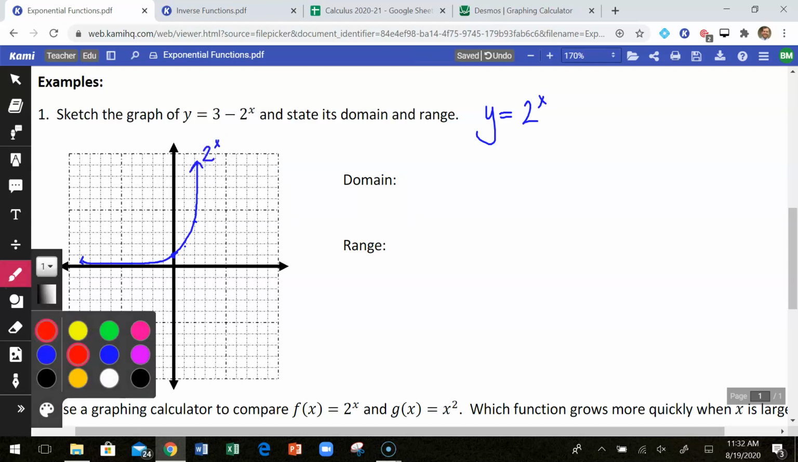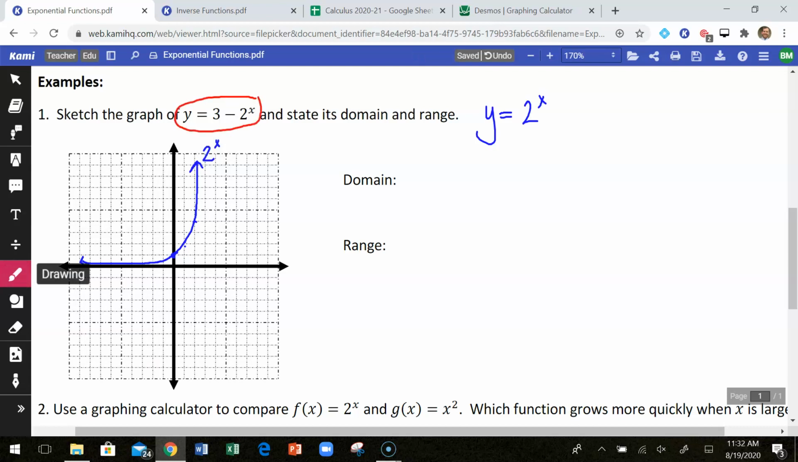And then what I'm going to do is take this function and first switch the terms around, and then I think you can see the transformations a little bit better. So I'm going to look at this as negative 2 to the x and then plus 3. So what does the negative do? The negative reflects the graph, and then the plus 3 will move it up 3. So I'm going to take those 3 points that I plotted, do that with those 3 points, and then graph the resulting graph here.